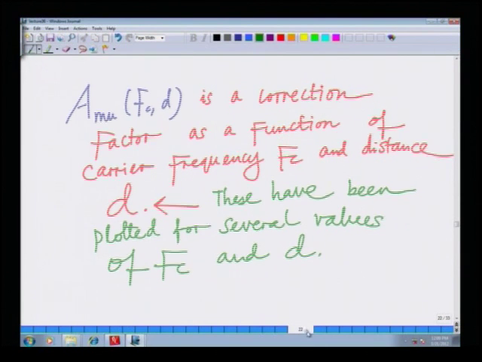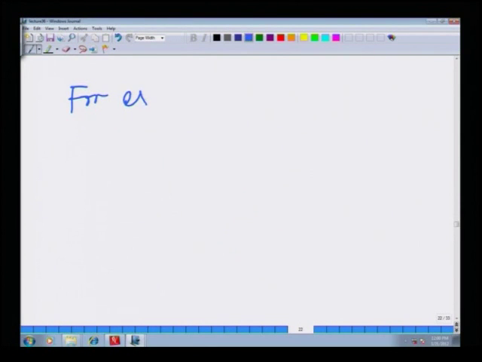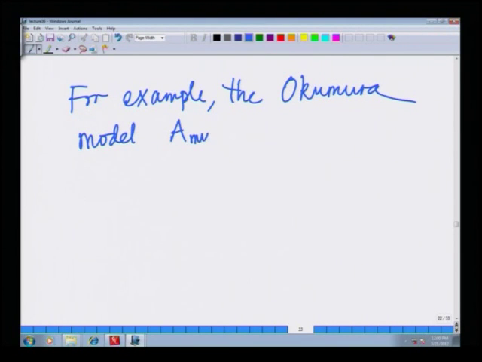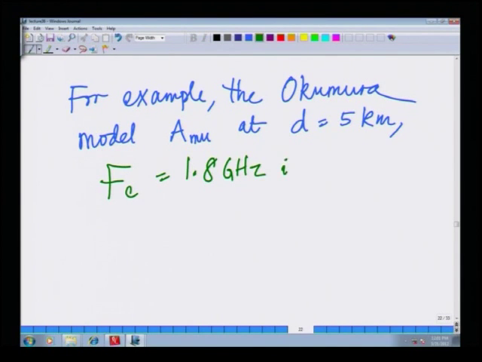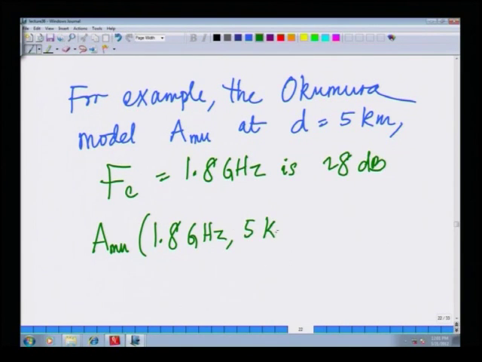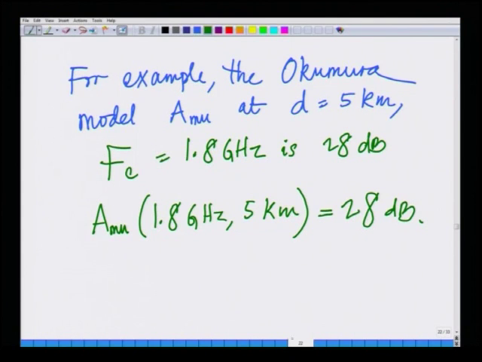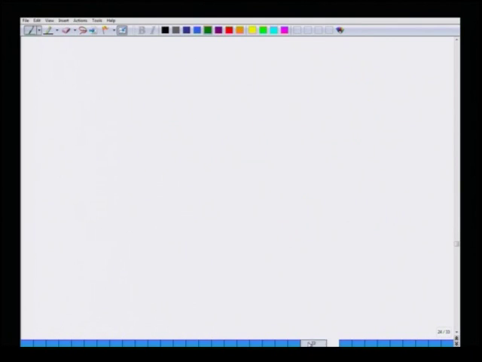Hence, if I go back here, for example, in the Okumura model, A mu at D equals 5 kilometers and FC equals 1.8 gigahertz is 28 dB. That is, A mu of 1.8 gigahertz at distance 5 kilometers is nothing but 28 dB. All right. So, this A mu factor in this example is 28 dB, and similarly let us come to the other factor.